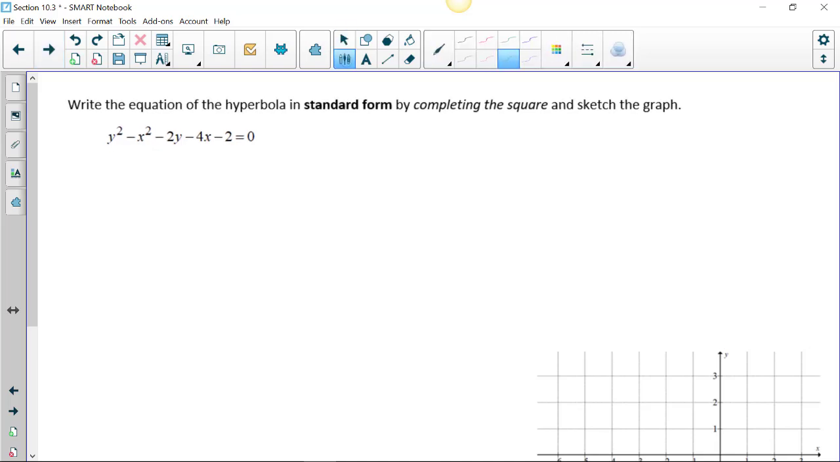So here's the equation of a hyperbola. How do I know it's a hyperbola? Because in this case, my x squared term is negative. So one of them is positive, one of them is negative. Notice they both have a coefficient of 1. So they can have the same coefficients, but one of them will be positive, one of them will be negative.